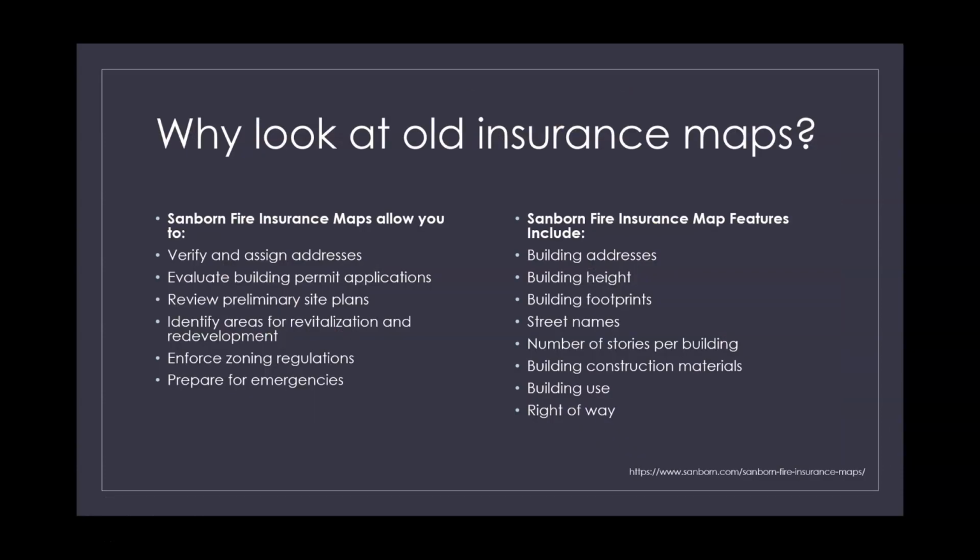These maps contain unique information about the built environment not often found in other sources. This information can include building addresses, building height, building footprints, street name changes, number of stories per building, building construction materials, building use, and right-of-way.